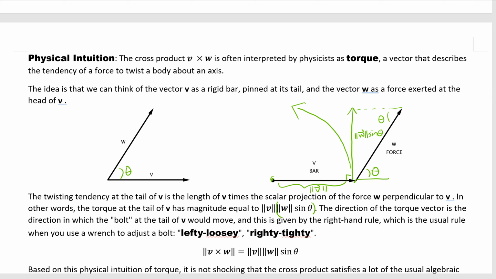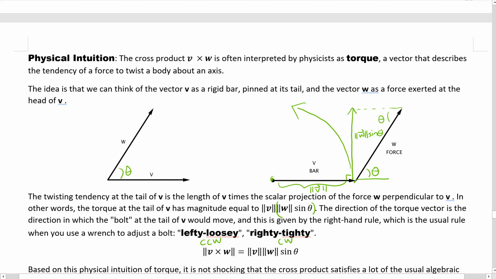The direction of the torque vector is the direction in which the bolt at the tail of V will move. This is given by the right-hand rule, which is the usual rule when you use a wrench to adjust a bolt. Left loosey, right tighty. Can you imagine when you adjust a bolt? When you twist it counterclockwise, it's more loosey. If you twist it clockwise, it's more tighty.